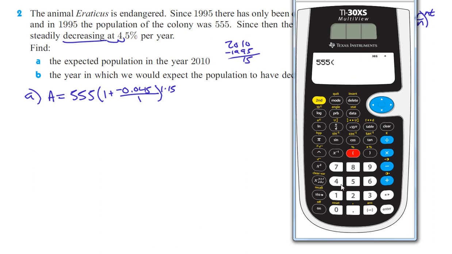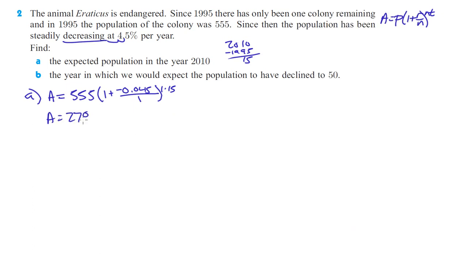555 times 1 really minus 0.045. Again, divided by 1 is just going to give us 0.045, all to the 15th power. So since we're subtracting here, this number here is going to be less than 1. So that's going to make this number actually start decreasing. So we should see a number that's less than 555 here, and we do, 278.19. So since it's population here, let's go to the nearest whole number. 278 of the animals should be left after 15 years.